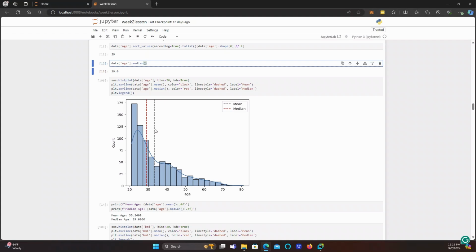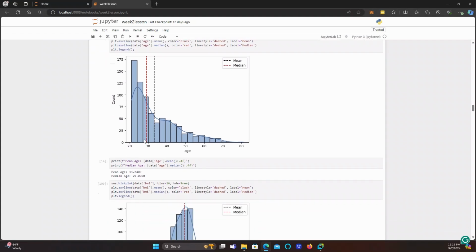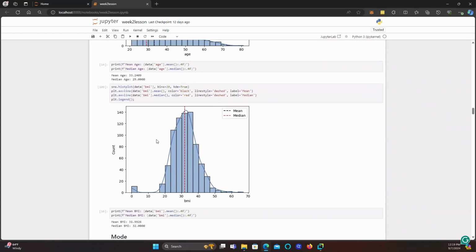So when the data is asymmetrical like this, all right, the median will be closer to the taller bars where most of the observations are. But when your data is symmetrical like BMI, your median and your mean should be very close together. In this case, they're almost exactly the same, see? The mean is 31.99 and the median is 32.